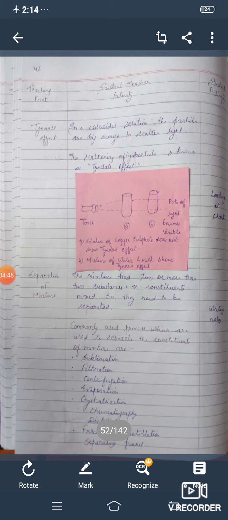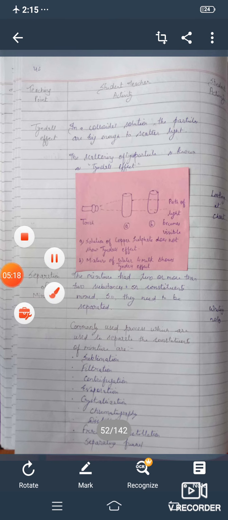Tyndall effect: in a colloidal solution the particles are big enough to scatter light, and this scattering of light by particles is known as the Tyndall effect. You can show the diagram by the chart, and you can write down the student activity: looking at chart. In this diagram the Tyndall effect is shown. The torch is a source of light, and solution of copper sulfate does not show the Tyndall effect, but a mixture of water and milk shows the Tyndall effect, in A and B respectively.